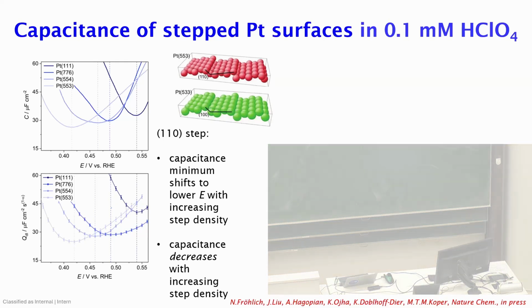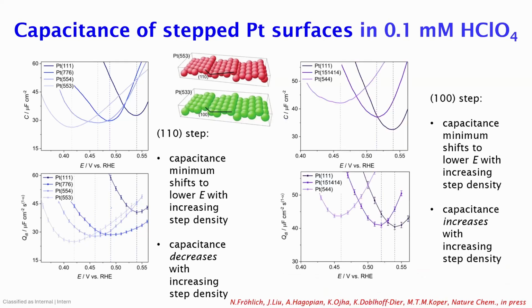And why am I highlighting this? Because if we do the same, but now for the 1-0-0 step site, again, we see the capacitance minimum shifts to a lower potential, but now the capacitance increases with step density. So apparently these steps have a different effect on the double layer.